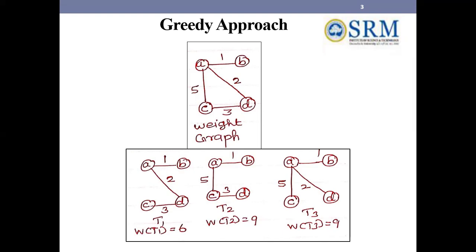For the given graph, there are n number of spanning trees. The tree with minimum weight is called the minimum spanning tree. So our aim is to find the minimum spanning tree for the given graph using the greedy approach.